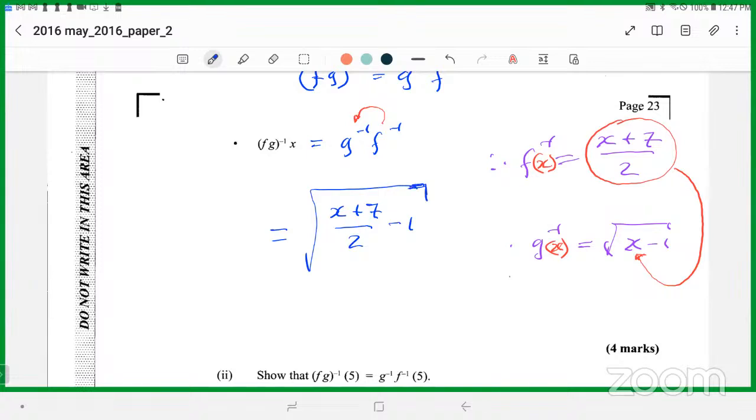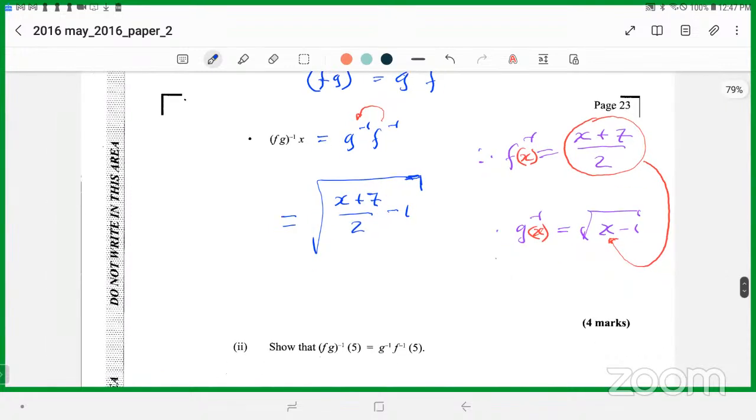That's it. Now, let me show you something, just for practice. This can be simplified because 1 is the same as 2 over 2. So we can write this as the square root of (x + 7) over 2 minus 2 over 2. When you subtract the fractions, they have the same denominator now, so you have the square root of everything over 2: 7 minus 2 is 5. So you would have the square root of (x + 5) over 2. Simplify like that.